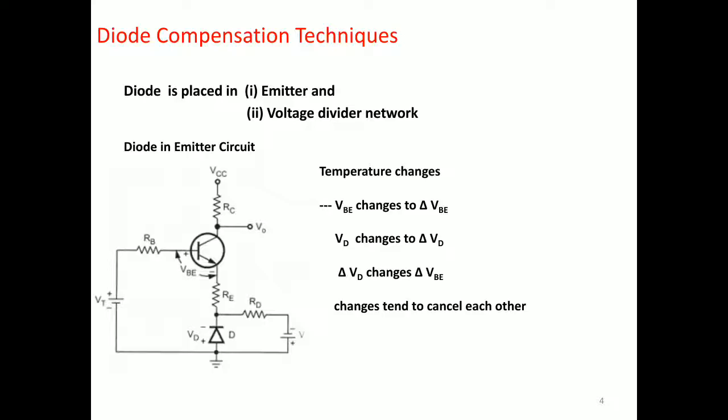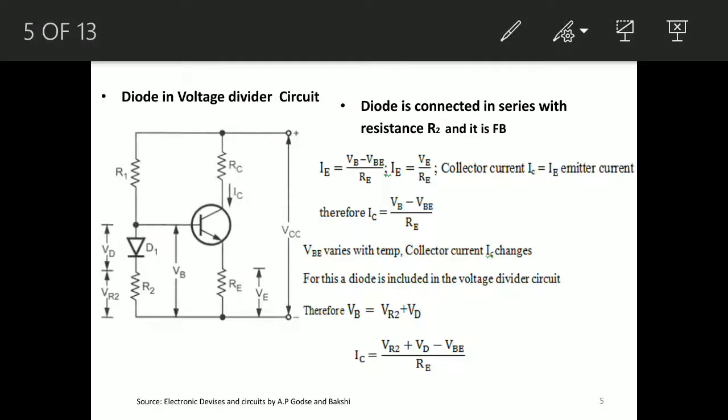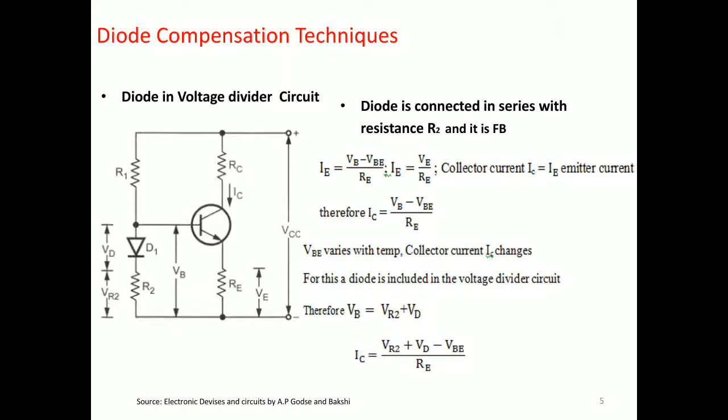What happens if the temperature changes? The voltage drop across the base-emitter changes. VBE changes by del VBE, and the voltage drop across the diode changes by del VD, so they cancel each other. Since VD tracks VBE with respect to temperature, our collector current IC will be insensitive to the variations in VBE. So this is the first case. Next we will go for the next diode compensation technique.